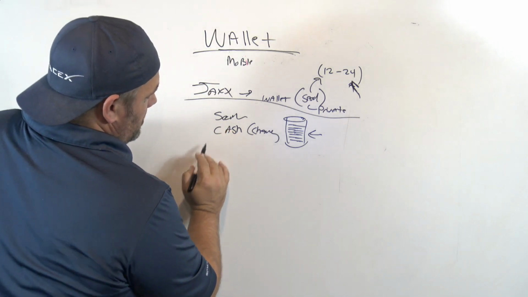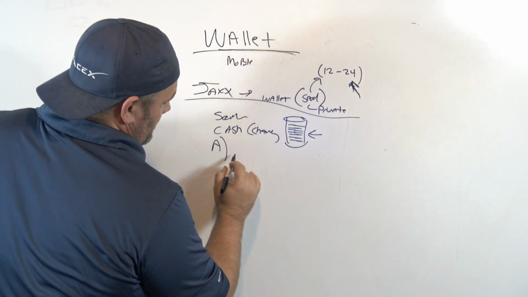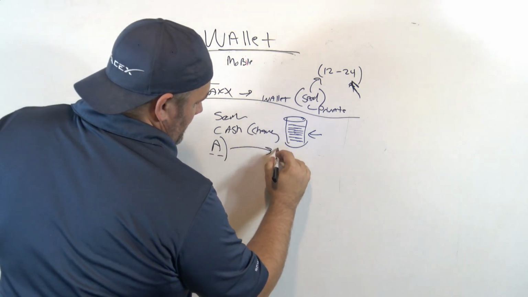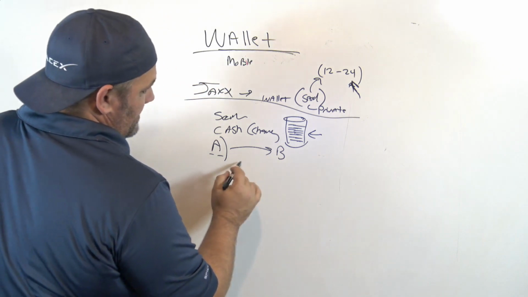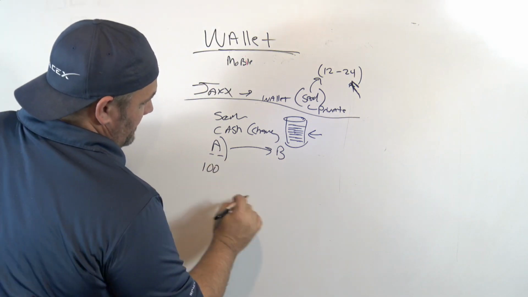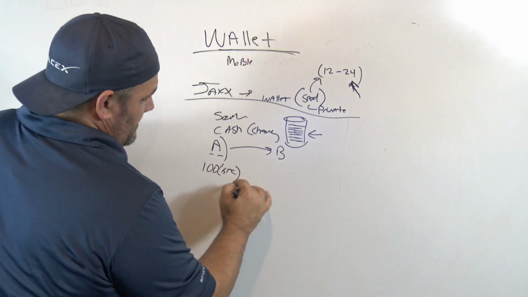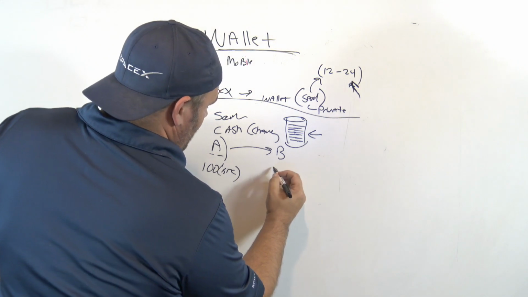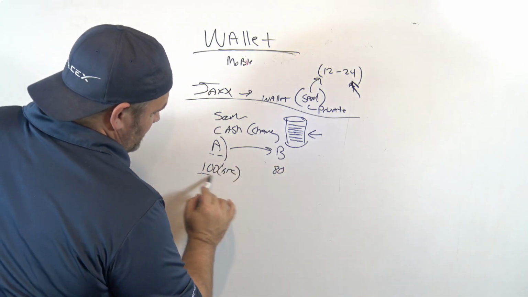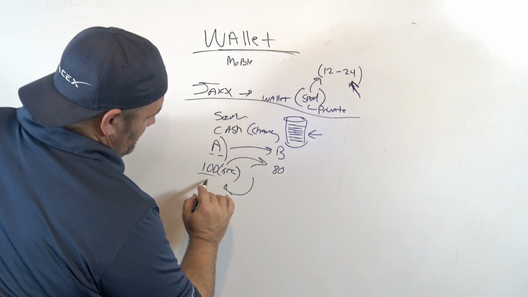When you're sending something to somebody, you're A, and if you were just to send it to B, and let's say you had $100 in here, equivalent of Bitcoin, and you're wanting to send 80 here, it's actually making that transaction of that 100 and then sending back that change of 20.